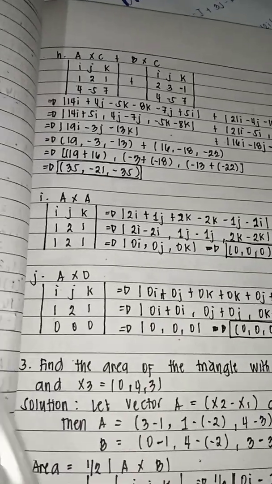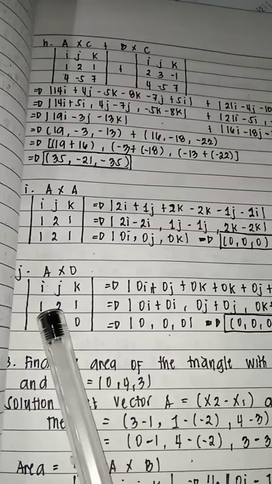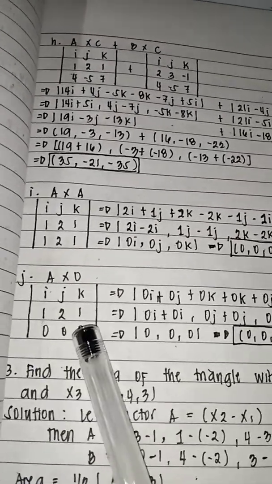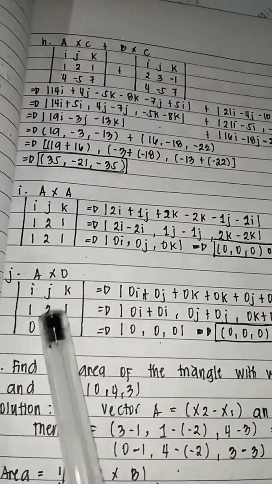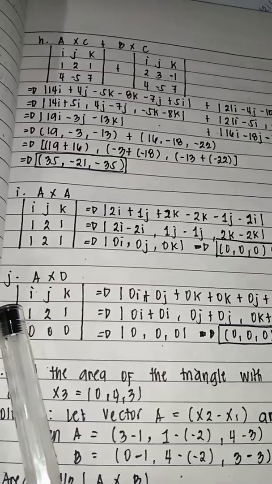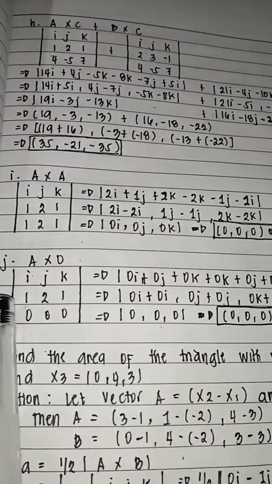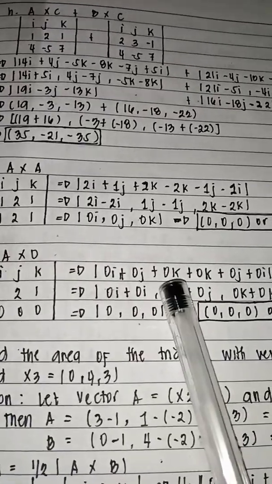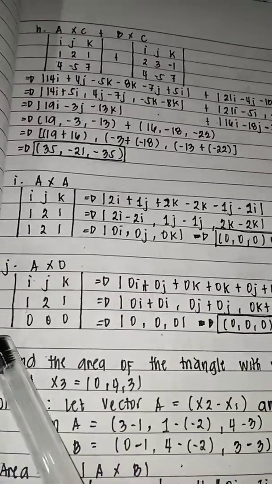Next is letter J, A cross 0. Since the value of A is 2, 1, 0, and we cross product it to 0, 0, 0, to compute A cross 0 we use determinants as follows. i times 2 times 0 is equal to 0i. j times 1 times 0 is equal to 0j. k times 0 times 1 is equal to 0k.